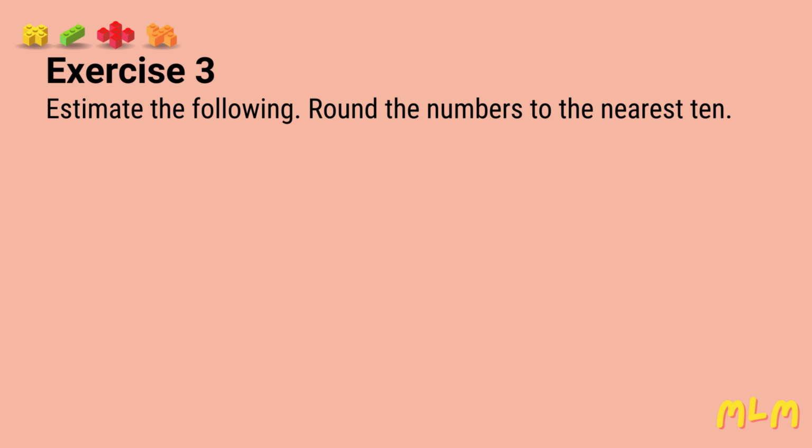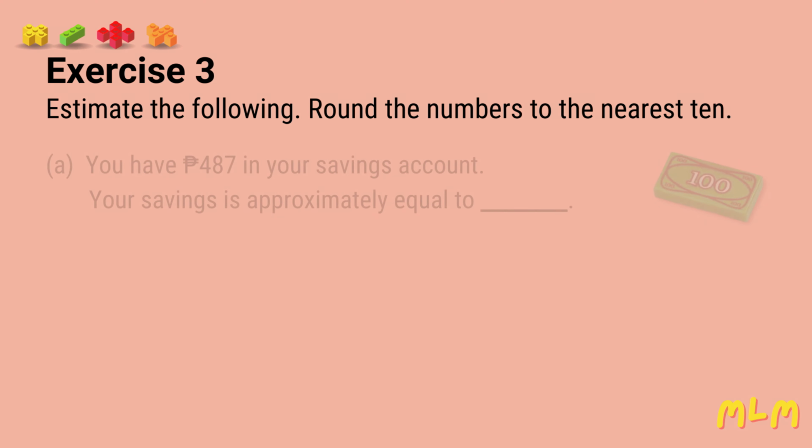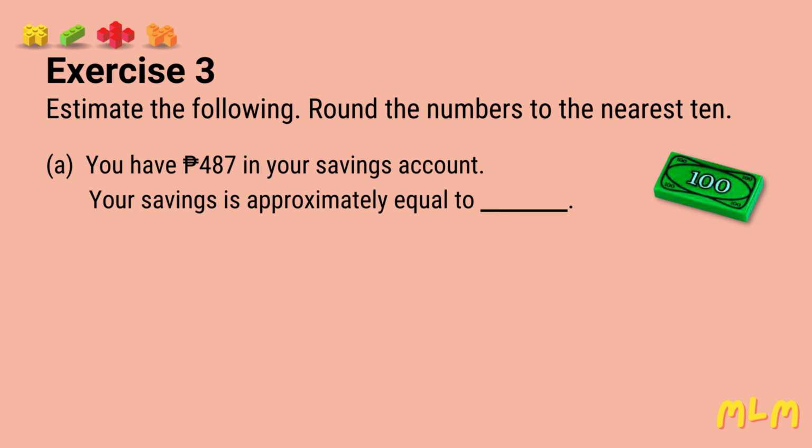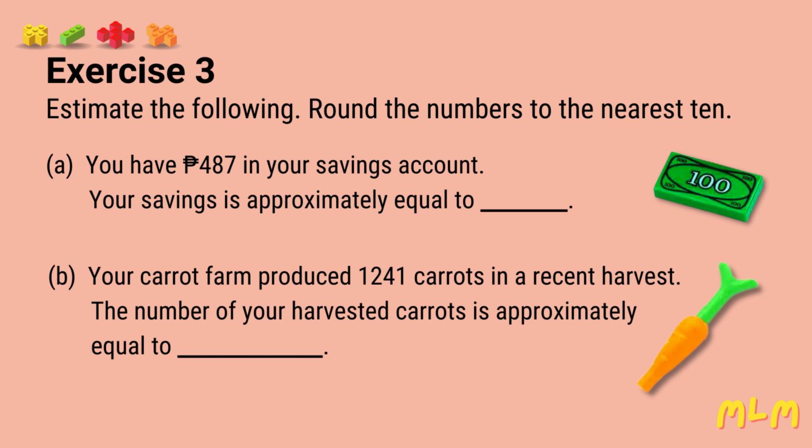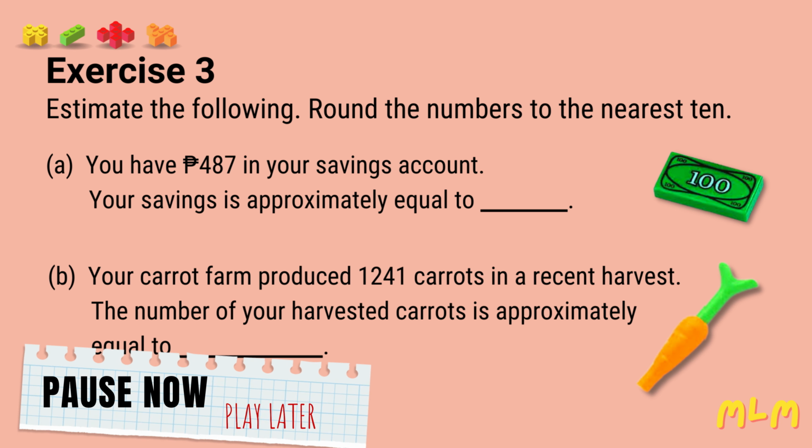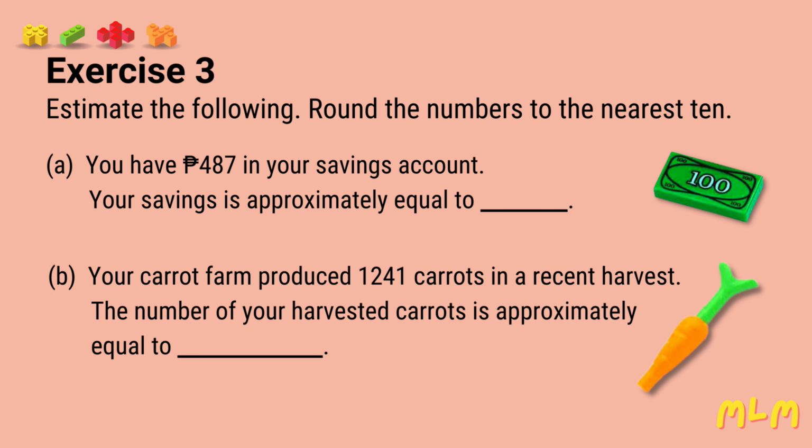Let's have a final mind workout. Estimate the following. Round the numbers to the nearest 10. You have 487 pesos in your savings account. Your savings account is approximately equal to blank. Your carrot farm produced 1,241 carrots in a recent harvest. The number of your harvested carrots is approximately equal to blank. Pause the video and think about the answers. Play it again to see if your answers are correct. The answers are 490 pesos and 1,240 carrots.